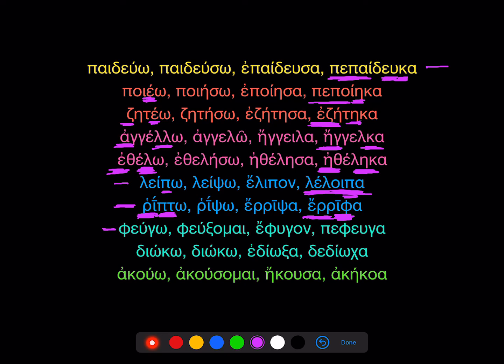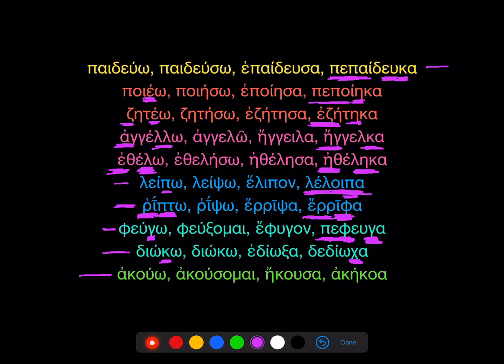All right, pheugo. So we have this gamma here. So we have a palatal or velar at the end of the stem. And there it is in the fourth principal part. We're not going to add a kappa to that. Notice that when we reduplicate here, the phi turns into a pi there. So pepheuga. Dioko, we also have a velar there, but this time we've roughened it. Again, there's not really a way to predict that. That's why you have to, even if you know these rules, you have to memorize your principal parts.